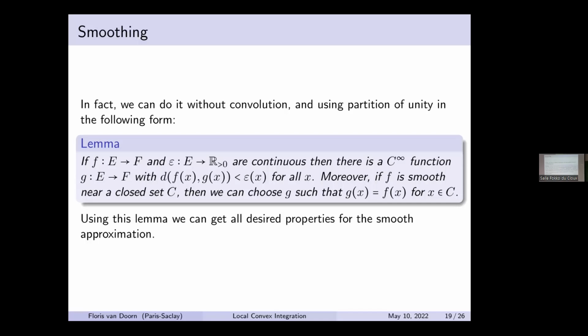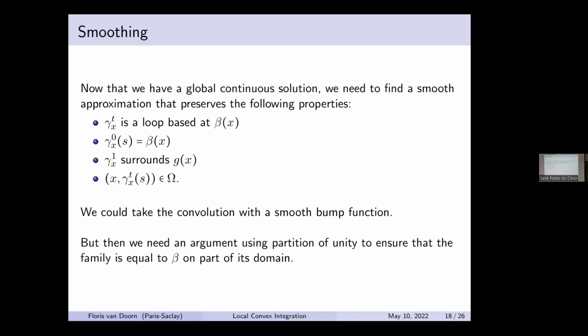And moreover, if f is already smooth near some closed set C, then we can choose our G in such a way that it coincides on C with f. So this is a lemma we can prove using the partitional unity. And using this lemma, we can precisely get what we want here. We can find a smooth approximation, and we can make sure that for certain values of T and S, it is really equal to beta. We have to still do a little bit of work.